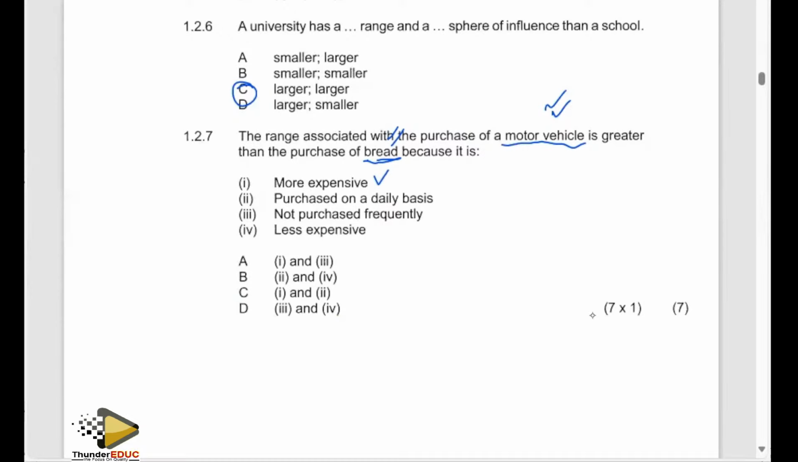That's correct. Is purchased on a daily basis? No. You cannot purchase motor vehicles on a daily basis. Those are durable goods, which are expensive. No one can afford to do that. Is not purchased frequently? Yes, we don't purchase motor vehicles frequently. And it's less expensive? This is the wrong response. So combining the two, we have item number 1 and item number 3, which come as option C. I will move on to the next question.